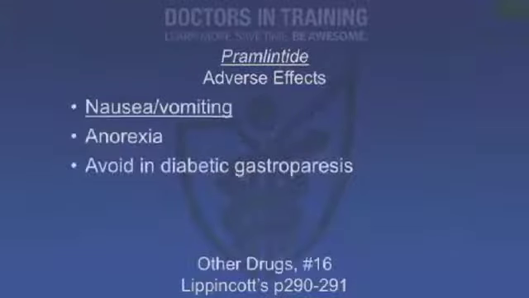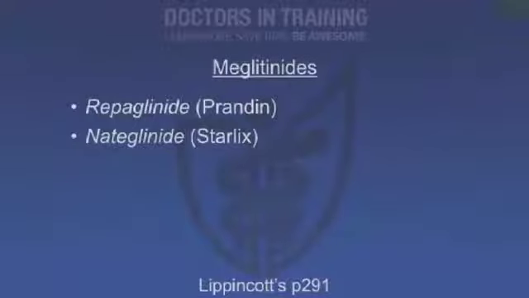That can cause nausea and vomiting. It can cause anorexia. So you especially want to avoid this in patients with diabetic gastroparesis. This is a condition where you have sort of a neuropathy. You have damage to the nerves that are innervating the stomach. So the stomach does not empty normally. You have delayed gastric emptying, you have early satiety, bloating. Sometimes they can get nausea and vomiting because their stomach's just not emptying the food into the intestine. So if you give pramlintide, which is going to delay gastric emptying, you can make that gastroparesis a lot worse, which is pretty uncomfortable. Next, let's skip down to the bottom of page 291, and we'll look at the meglitinides.